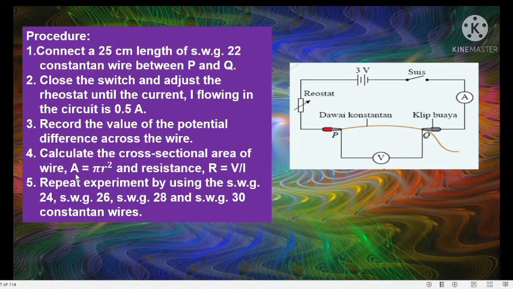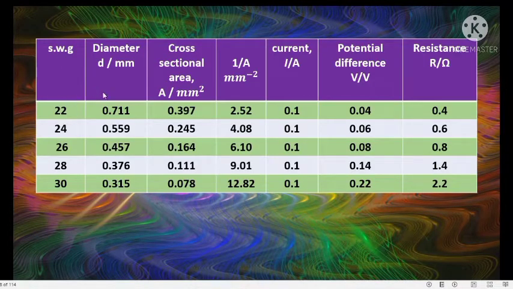Calculate the cross-sectional area of the wire. A equals pi r squared. r is the radius. Normally the diameter is given, so you need to calculate the radius first, then you calculate the area. Resistance R equals V divided by I. Repeat the experiment using SWG 24, 26, 28 and 30 constantan wires. This is a table. For SWG 22, 24, 26, 28 and 30, each has its own diameter. It's already a fixed diameter for a certain SWG.